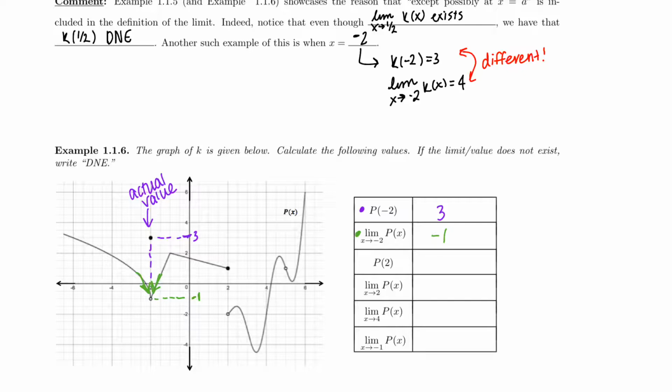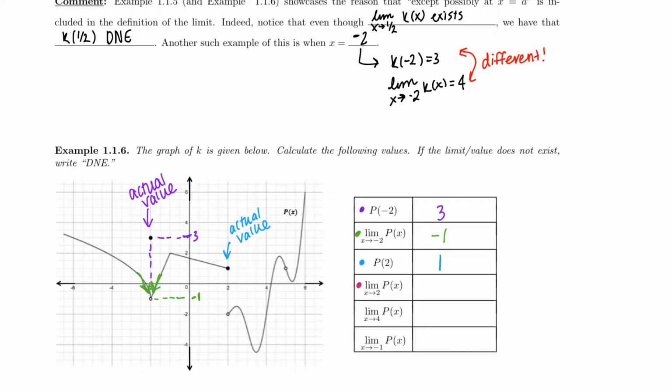All right, so for P of 2, what are we getting for P of 2? I'm seeing some ones. Excellent, beautiful. Yep, so that's the actual value, the actual y value, which is 1. And what about the limit as x approaches 2 of P of x? Beautiful. Seeing some DNEs in there.